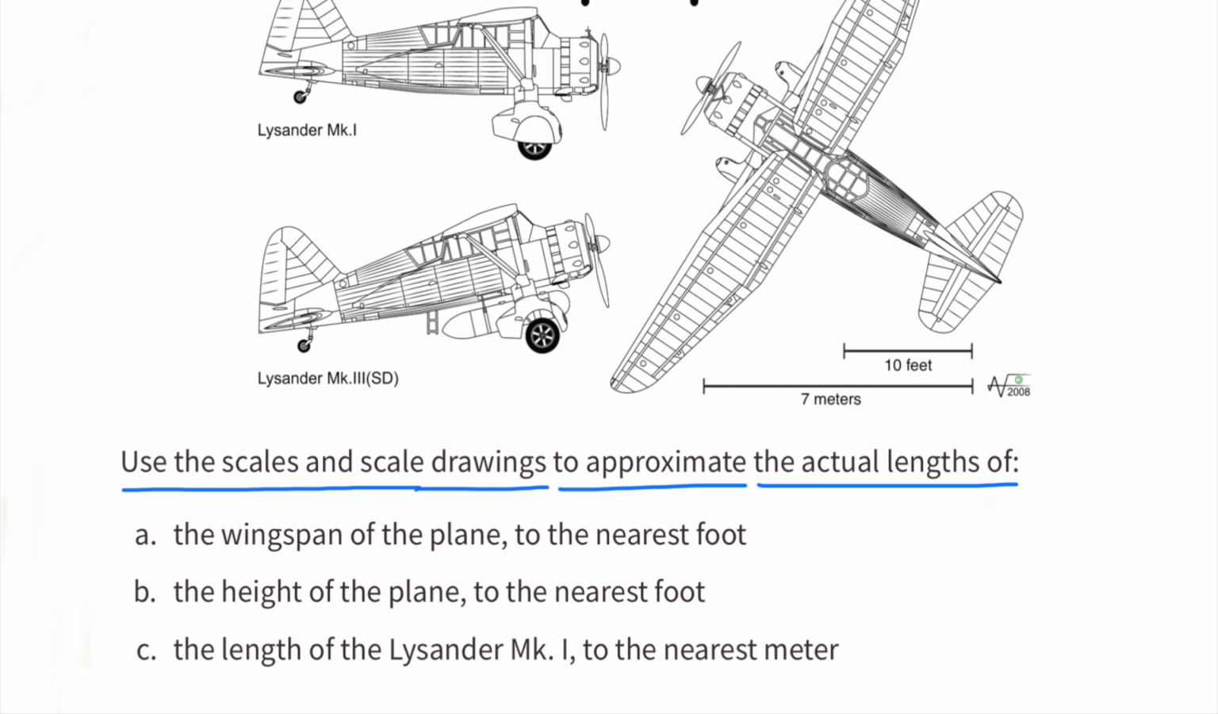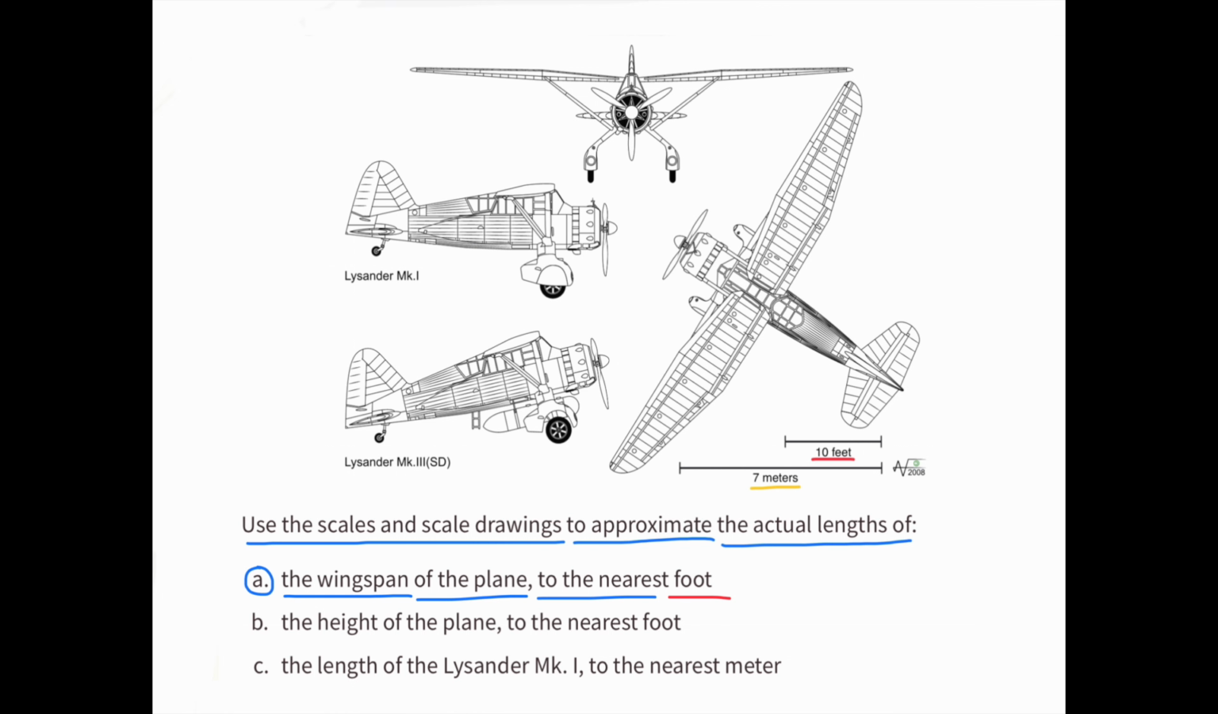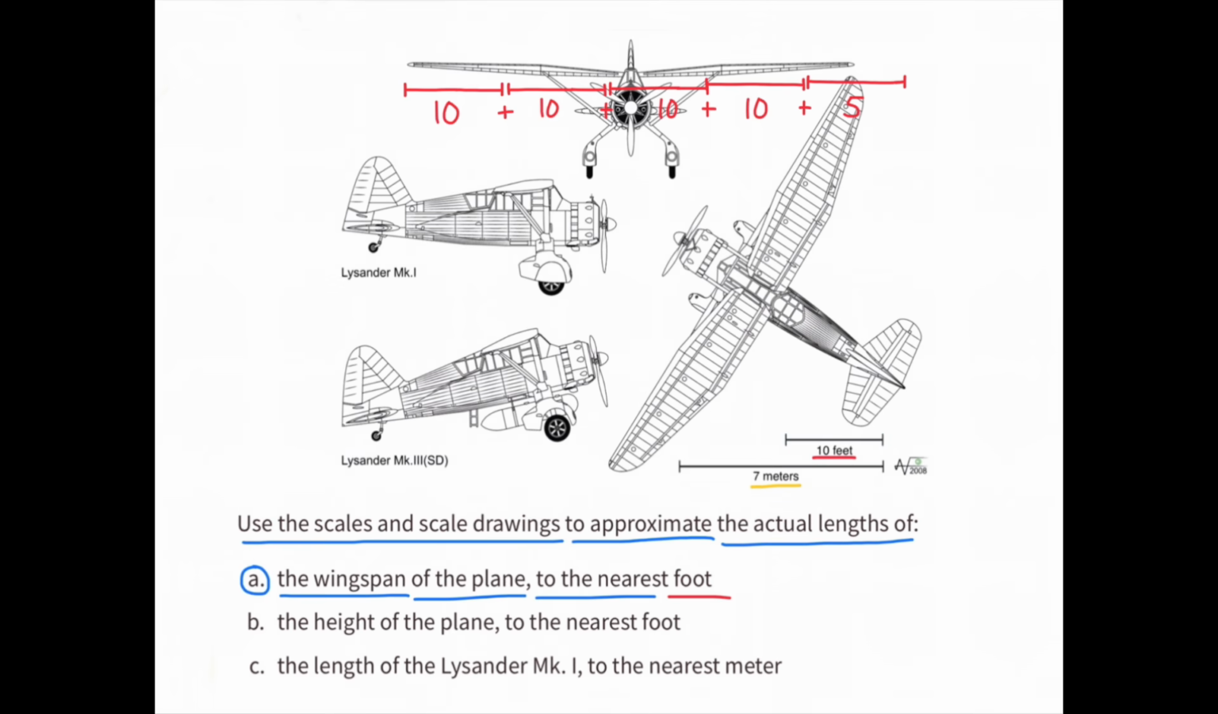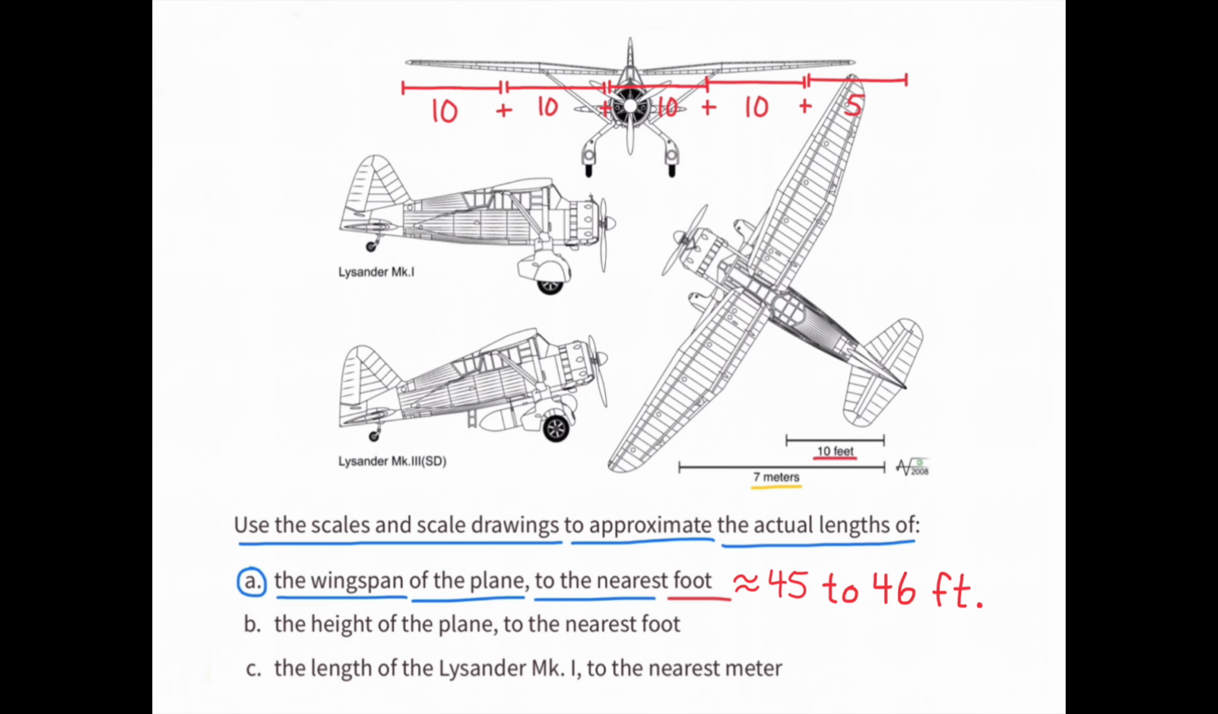Use the scales in the scale drawings to approximate the actual lengths of A. The wingspan of the plane to the nearest foot. When I line the 10 feet scales up against the scale drawing, I can fit about 4.5 of the scales up there, and each scale is worth 10. So 10 times 4 is 40, plus half of 10 is 45. So I'd say that the wingspan of the plane is approximately 45 to 46 feet.